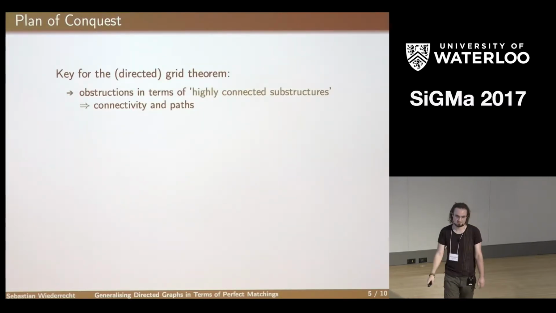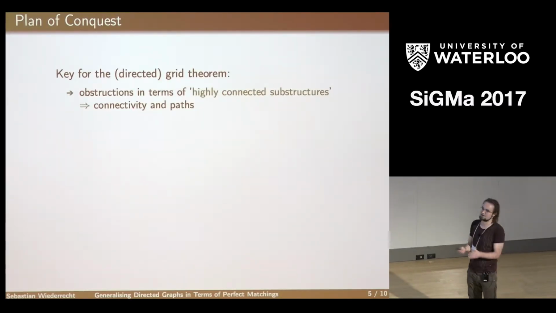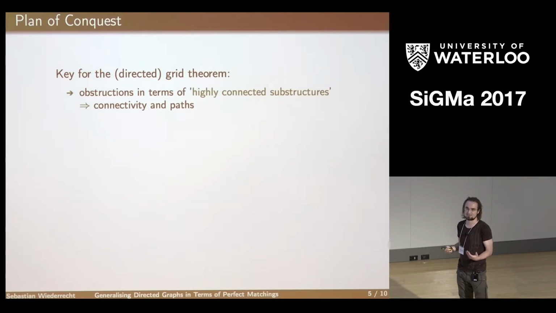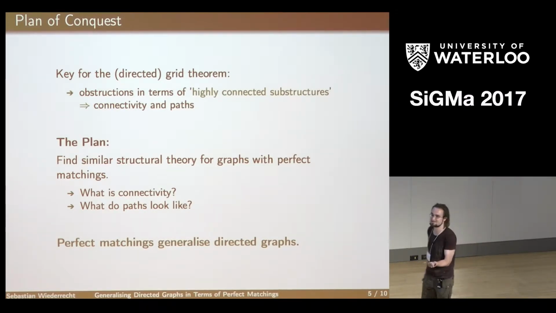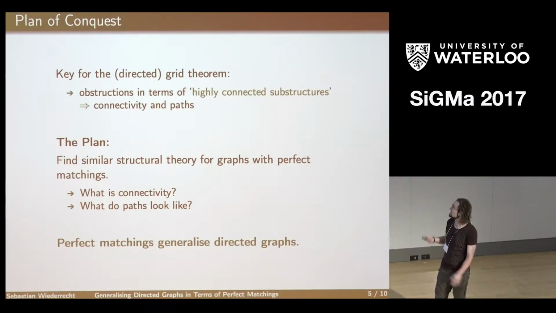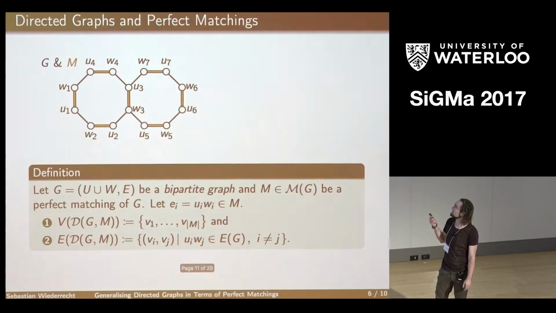How to tackle this problem? That's the question. So if you look at the proofs for both the undirected and the directed grid theorem, you will see that usually it's connectivity that matters. So you look for substructures that use high connectivity, a lot of paths that you can just intersect with each other that give you the grid. And this raises some questions. Basically, what is connectivity in the matching setting, and what do paths look like? Luckily, we can get some intuition from directed graphs. And the next slide is going to show you how this is done.